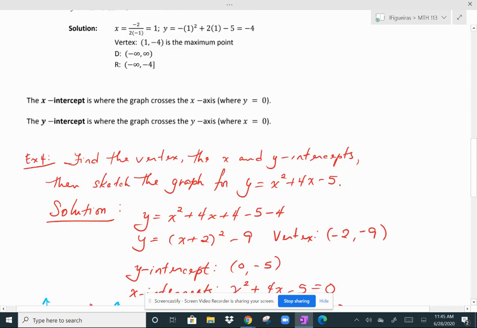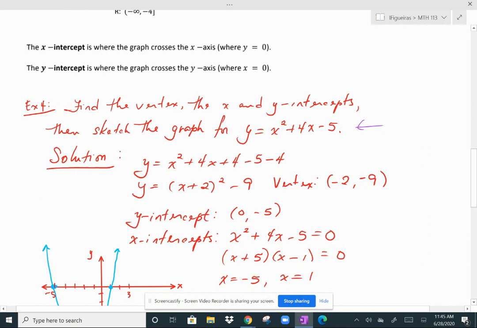So we want to find the vertex, the x and y intercepts, and then sketch the graph for this function here, x squared plus 4x minus 5. So I'm going to use the first method to find the vertex. You can use any method you want. So since I'm using the first method, I decided to complete the square. So I'm going to take half of the coefficient of x, which is 4. Half of 4 is 2, and then we square it, and when we square it, it has a value of 4. So I'm going to add 4 and subtract 4 from the right side of the equation.